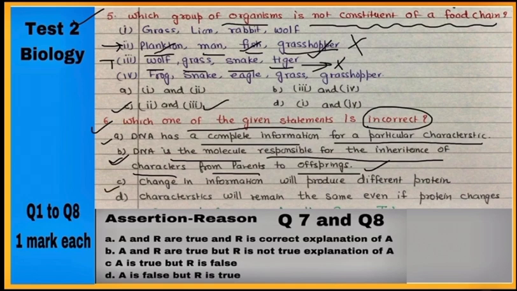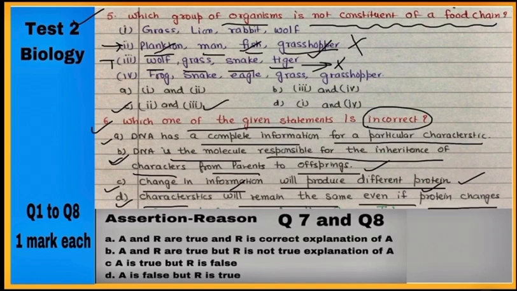C. Change in information will produce different protein. अगर DNA की information में कोई change आता है तो different protein बनता है. ये भी correct है. Now D. Characteristics will remain the same even if protein changes. अगर प्रोटीन चेंज होता है तो कैरेक्टर में कोई बदलाव नहीं आता. No, this is wrong. अगर प्रोटीन चेंज होता है तो कैरेक्टर भी बदल जाता है. So the incorrect statement is D.